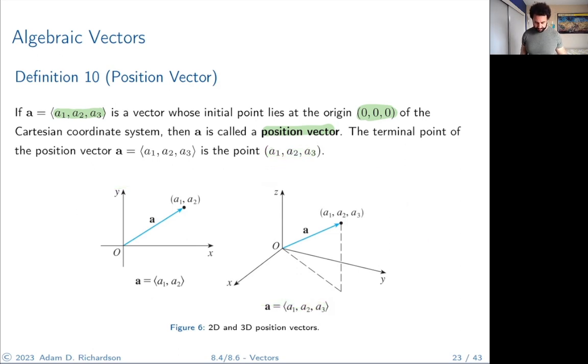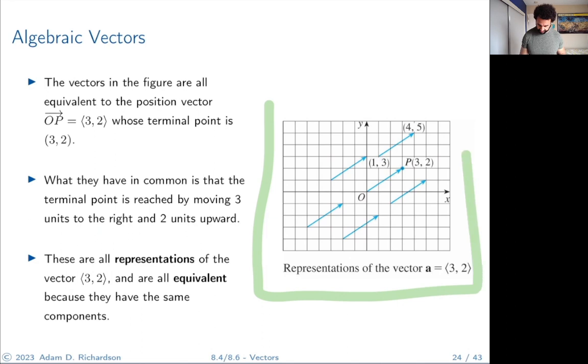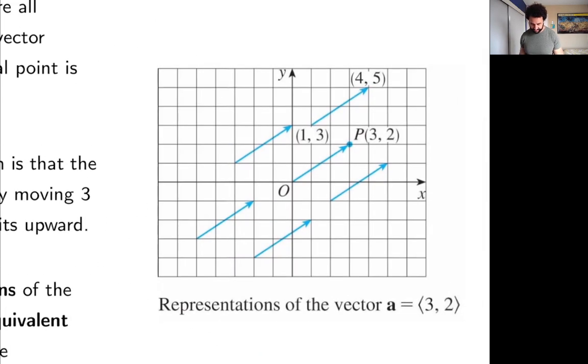There we go. So that's what a position vector is. How do I go from the origin to the point? That's the position vector. Now, just to reiterate an important detail with this figure right here, with a bunch of vectors in it. All the vectors in this figure are equivalent. These are all equivalent vectors. They are the same vector, and they're equivalent to the position vector <3, 2>, whose terminal point is the point (3, 2). So let me zoom in on this.